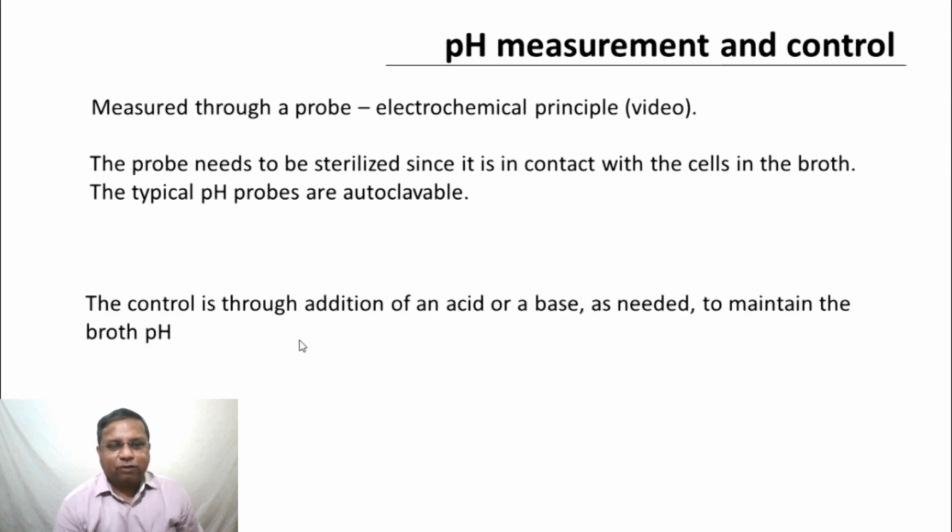For the control of pH, if the pH goes up, then it needs to be brought down. If the pH goes down, it needs to be brought up. This happens through addition of an acid or a base as needed to maintain the broth pH. Okay, so it is controlled. Then there are two vessels, one containing an acid, one containing a base, and that decision of what to add is made, and an acid or a base is added to maintain the pH at a particular set point.